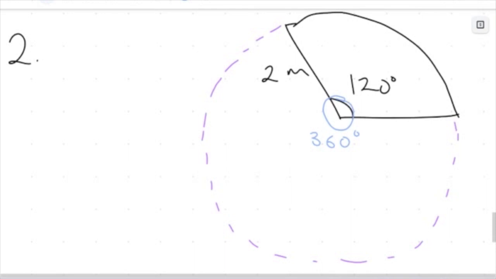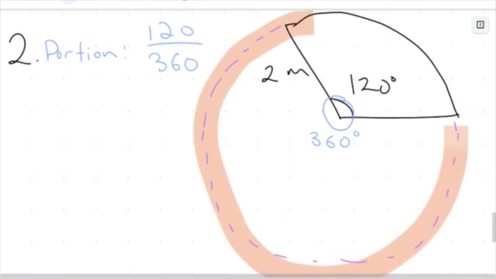Well, I have a total of 360 degrees that make up my revolution. So let's just write here, portion. I have 360 degrees that make up a whole, and only 120 of those degrees are shown in my sector. So this is a portion of 120 out of 360. That's the sector that I'm working with here. It's 120/360ths of a whole circle.